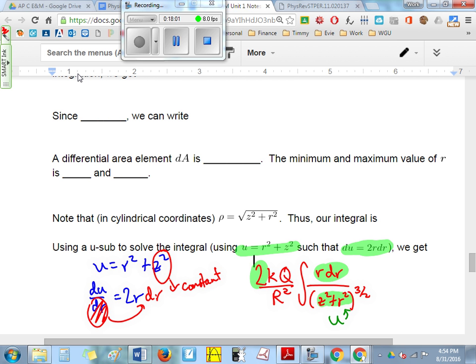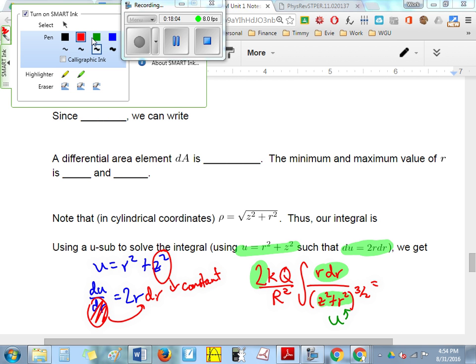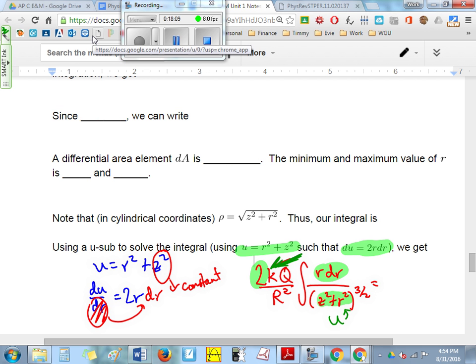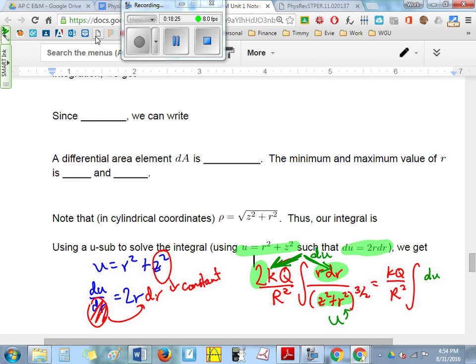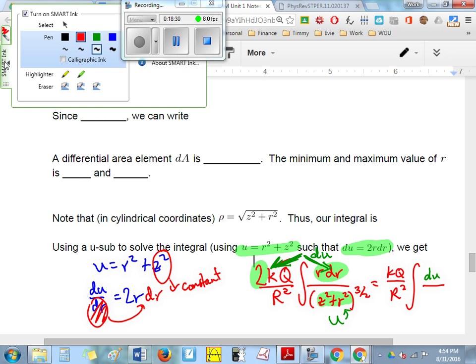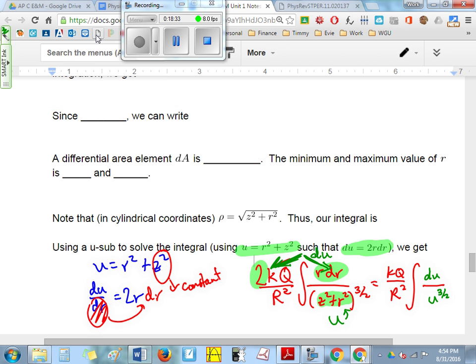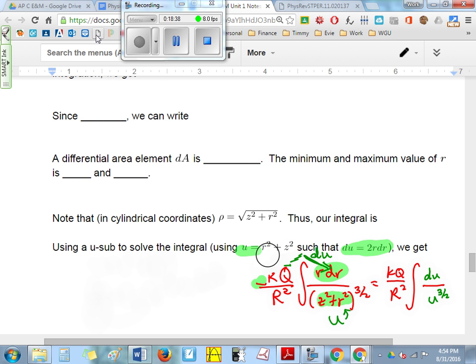Okay, so when I rewrite this integral, this 2r dr is going to be called du. So this allows me to write my integral a little simpler. I guess I'm bringing that 2 back in. Anyway, this gives me du as a numerator, and then a very simple denominator, just u to the 3 halves. And that integral is not hard to solve. Okay? So now let's rewrite it.